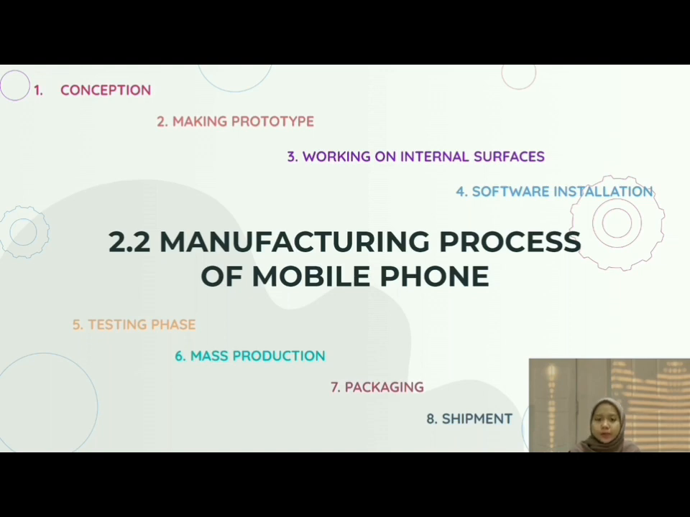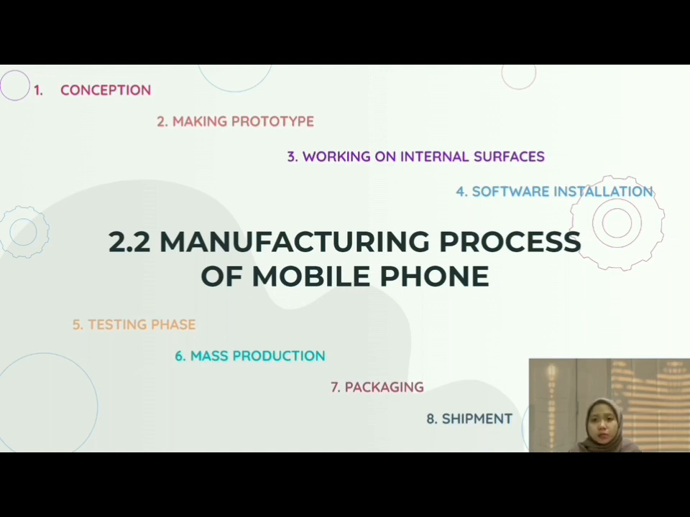So for the testing phase, when all the software and hardware are already installed in the smartphone, the phone will be tested numerous times to make sure that it is ready for mass production. For the mass production step, the mass production will take place in the manufacturing plants of the associated company. After assembling the product, the handset will be ready for packaging. The handset along with the user manual and accessories will be put together in a box and is ready to be shipped to different markets and countries.